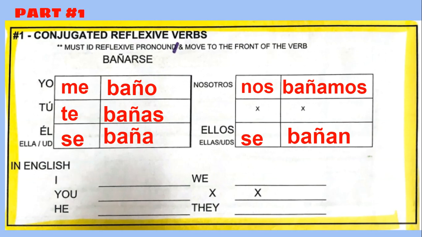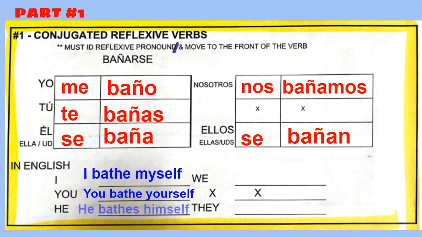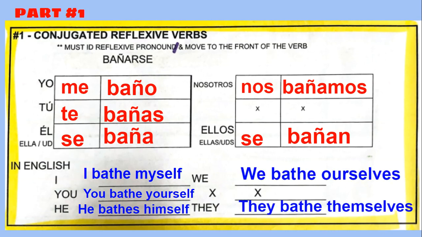So that first part, that yo, tú, él part, that's the subject pronoun. That me, te, se part, that's the reflexive pronoun. And the baño, bañas, baña, that's the verb part. So what are you saying in English? I bathe myself, you bathe yourself, he bathes himself, we bathe ourselves, they bathe themselves. So whoever's doing the action is also receiving the action.